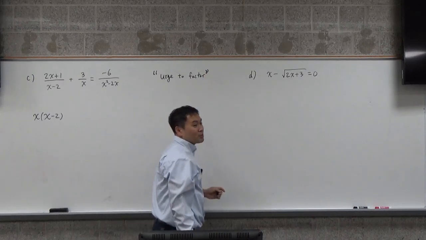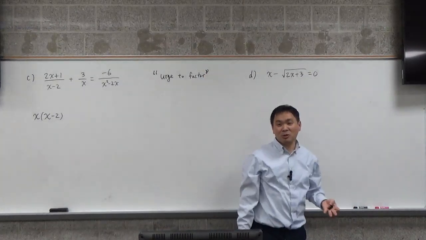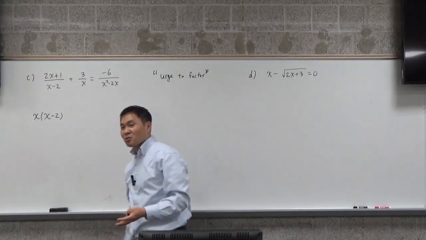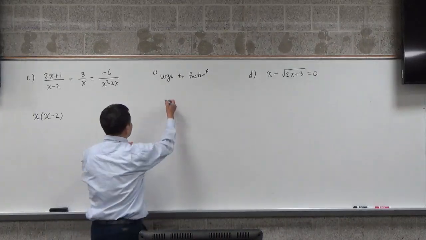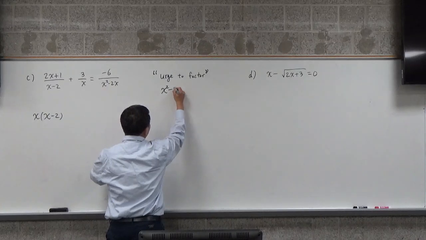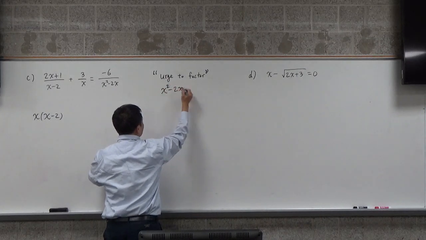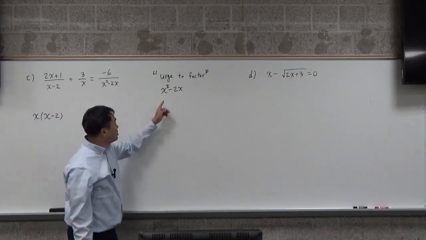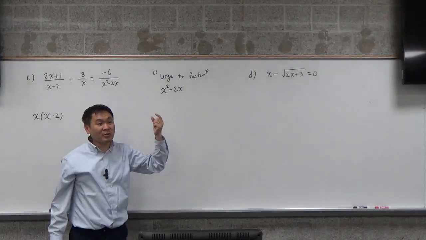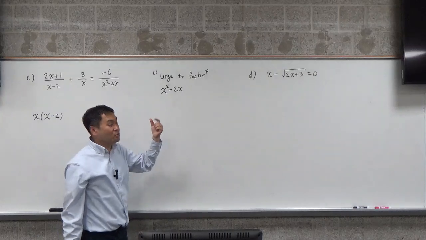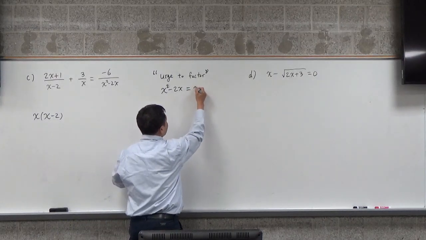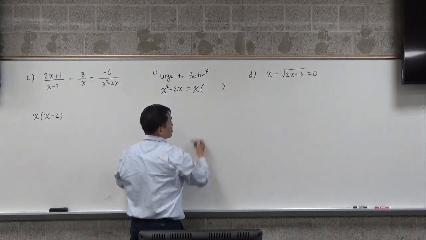Just like you have an urge for an ice cream or something, you would have an urge to factor when you see x squared minus 2x, because they both have the common factor of x, right? So you can factor the x out. If you factor the x out, what's left?